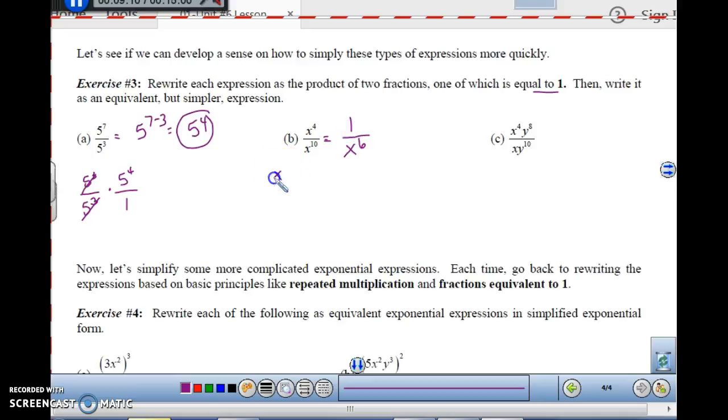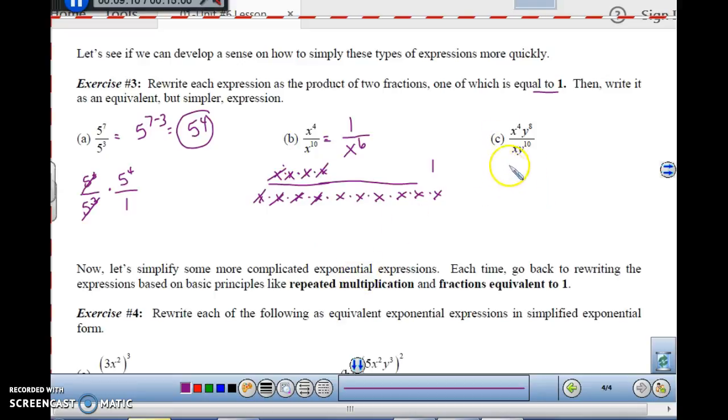Because technically what you're doing is this: x times x times x times x, and then 10 x's on the bottom. 1, 2, 3, 4, 5, 6, 7, 8, 9, 10. If I divide these out, they cancel each other out, and I'm left with a 1 on the top and 1, 2, 3, 4, 5, 6 on the bottom. That's what we're actually doing. So to keep your exponent positive, put it where it's bigger.